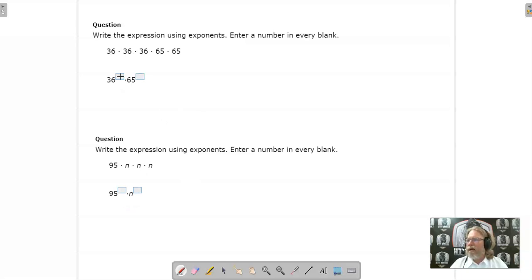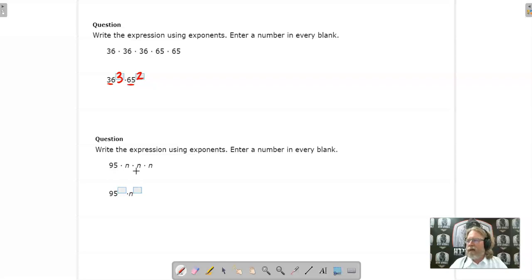Here we have 36 times 36 times 36 times 65 times 65. So we've got two different bases: the base 36 and the base 65. How many times is 36 a factor? That would be 3 times. And how many times is 65 a factor? That would be twice. So this could be 36 cubed, 65 squared.